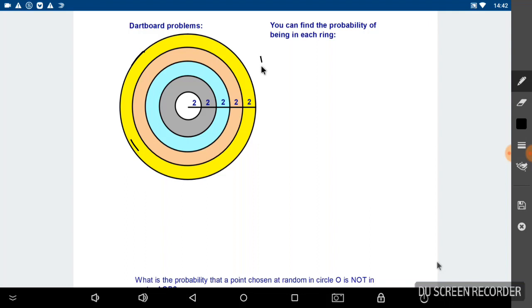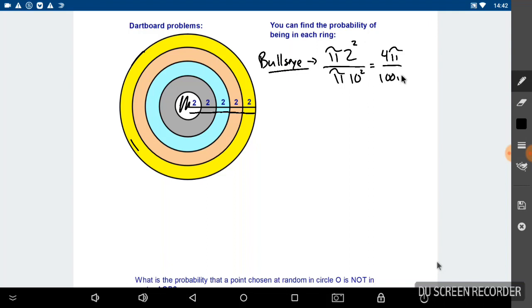So first, let's do the bullseye. Our process is still shaded over total. So the shaded now is the bullseye. All right, well, the bullseye's area is pi 2 squared, pi r squared. And the total is, let's see, we got 2, 4, 6, 8, 10. So that's pi 10 squared. So I got 4 pi's over 100 pi's. And my pi's will cross out. So you got 4 over 100. You got about a 4% chance of hitting the bullseye. All right, not very good.